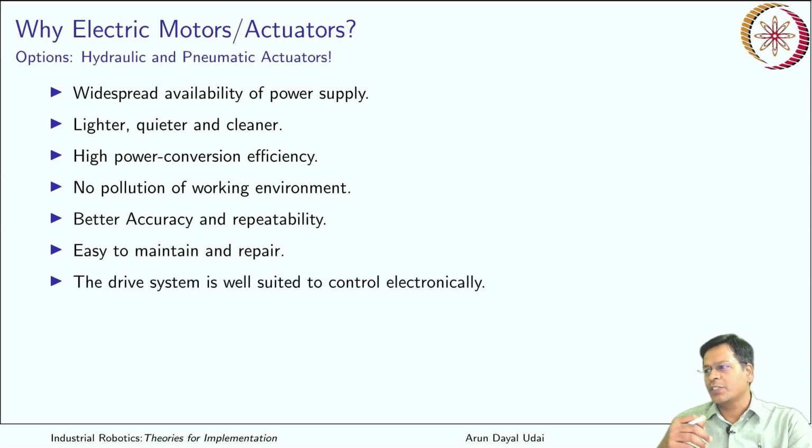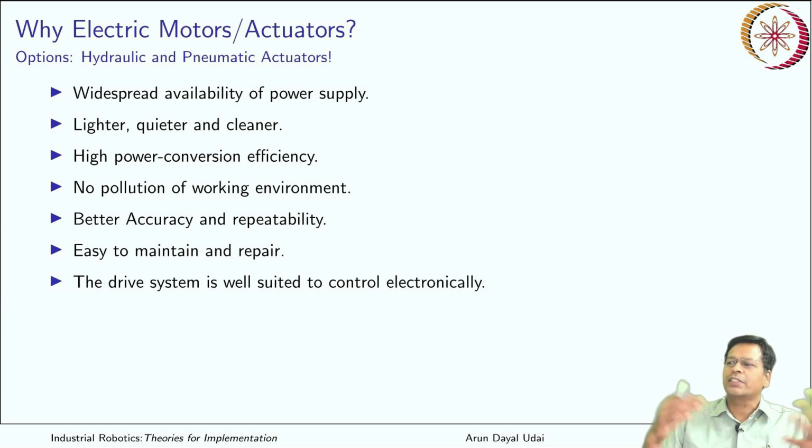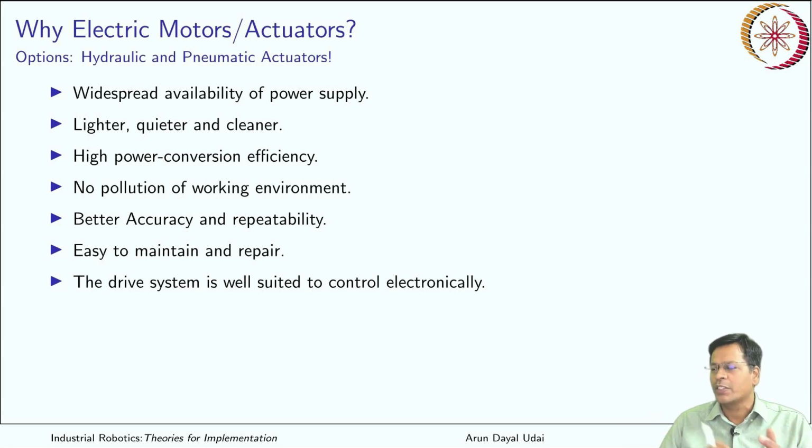A drive system is well suited to be controlled electronically. You mean electricity is controlled by electricity, so there is no transformation in between, right? You have some controller that generates 0 to 5 volts to control, let's say, the current in your motor that varies from 0 to 10 ampere. So you just need a power amplifier in between. That transformation is very, very easy.